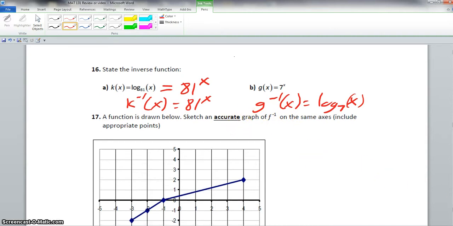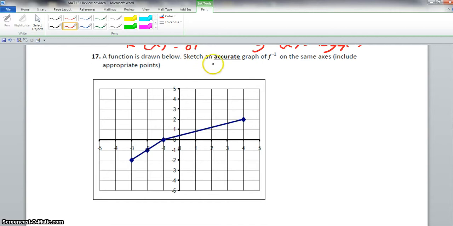Now we come here to 17. It says a function is drawn below. Sketch an accurate graph of the inverse of f on the same axis. Include appropriate points. Okay, so what we could do is go off to the side and make our x and y. First of all, this would be -3, -2. Then we will have -2, -1. We will have -1, 0. And let's pick this point here. We will have 4, 2.